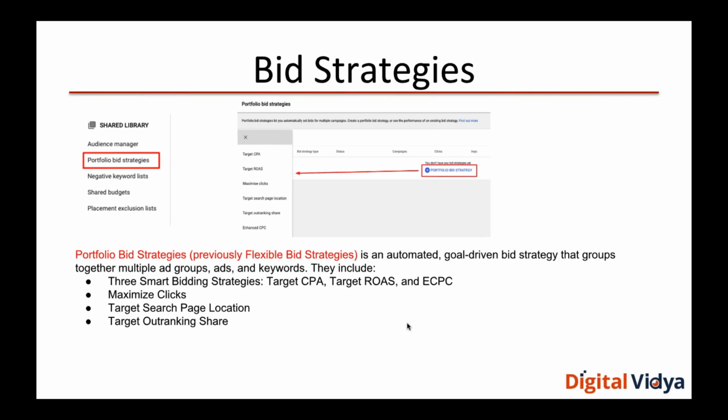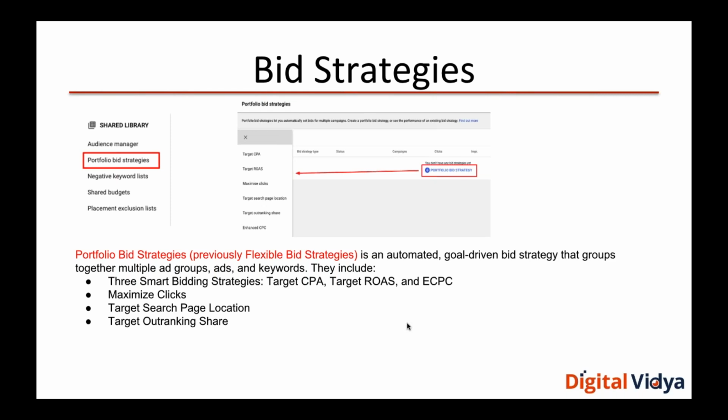First one is target CPA. CPA, as I told you, is target cost per acquisition. Acquisition here refers to a conversion. And what is a conversion? Any action taken by a user who clicked on your ad that adds value to your business. So if I clicked on your ad, I came to your website, I bought something, or I filled up a form, or I downloaded your mobile app, something that added value to your business, that is treated as a conversion.